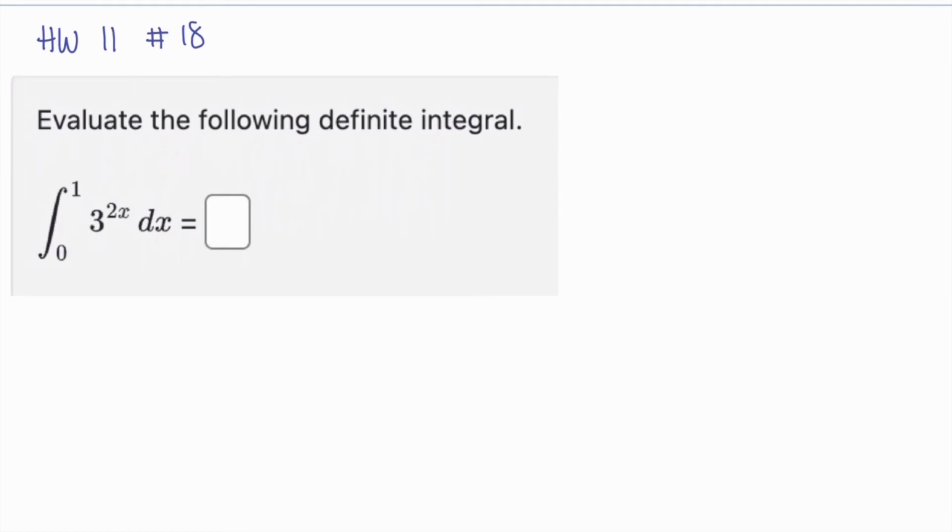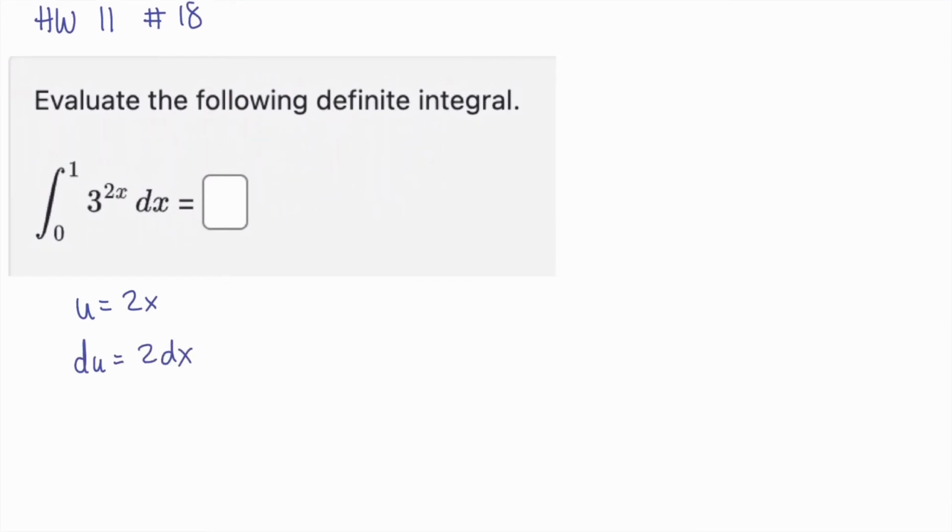So we can treat this problem as a u substitution as well. So let's let u equal 2x in this case. Then our du becomes 2 dx. And let's solve for dx since I don't see this 2 term in my integral. By dividing by 2 on both sides, we get that dx is equal to 1/2 du.